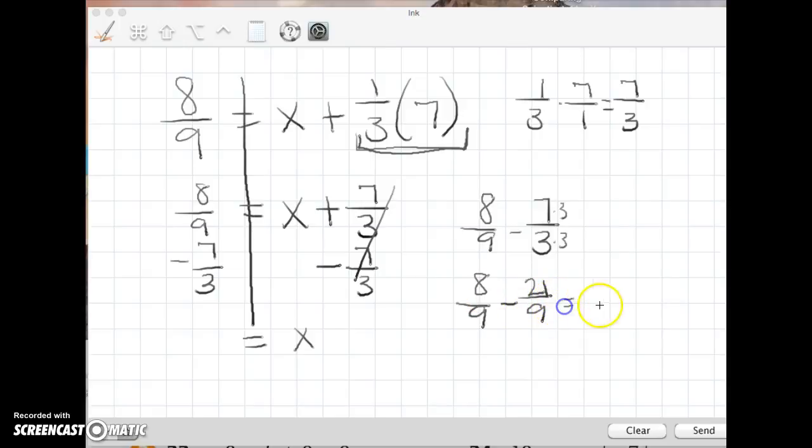And then just go across. You keep your denominator, 9, and then 8 minus 21. It's like if you have $8 and you go and spend $21, you are in the hole $13. So negative 13/9.